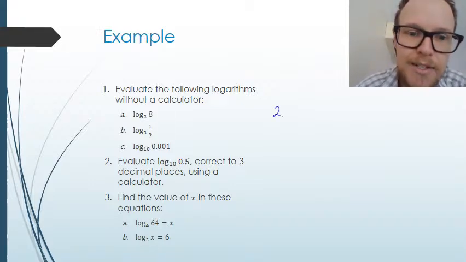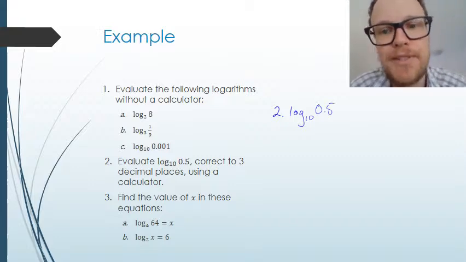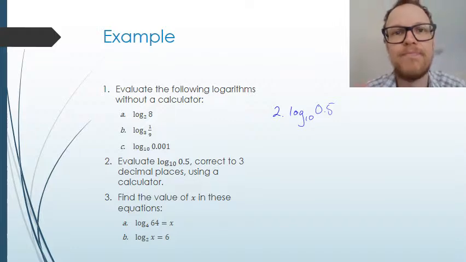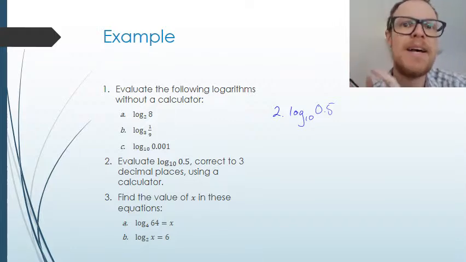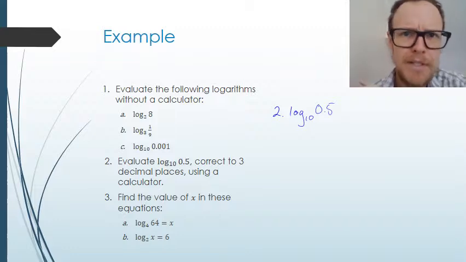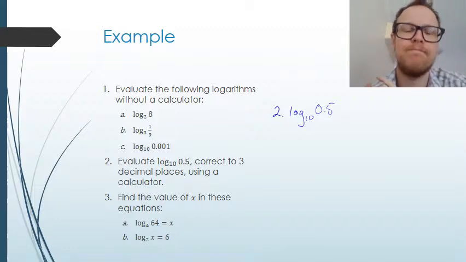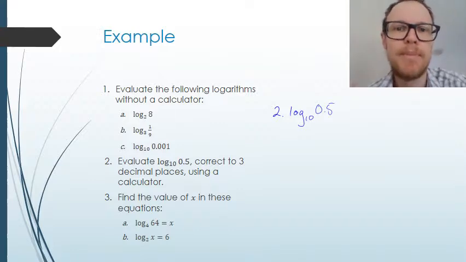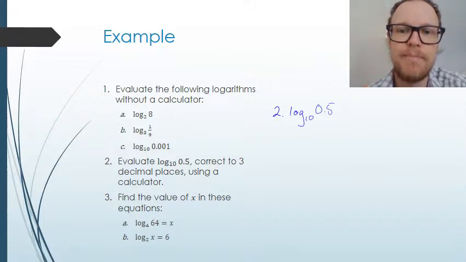Question 2 asks us to evaluate log to the base 10 of 0.5, correct to 3 decimal places using the calculator. So when we're inputting this into our calculator, the log button on your calculator will almost always be just to the base 10. You need to use a special other log button to do it to anything other than base 10. But if you use the log button on your calculator, it should do it simply straight to base 10.